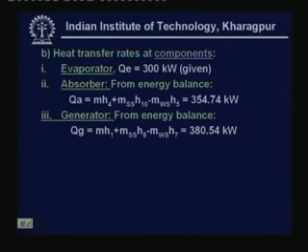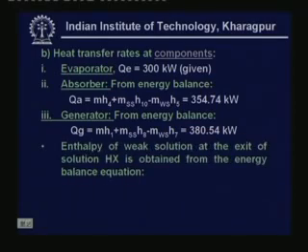As you remember, I said that H7, enthalpy at 0.7, that is the weak solution enthalpy after solution heat exchanger, has got to be obtained from energy balance across the solution heat exchanger. Okay. So, let me give that equation. So, enthalpy of weak solution at the exit of solution heat exchanger is obtained from the energy balance equation, and the energy balance equation for the solution heat exchanger is very easy. Energy gained by the weak solution is equal to energy lost by the strong solution. That is what is shown here.